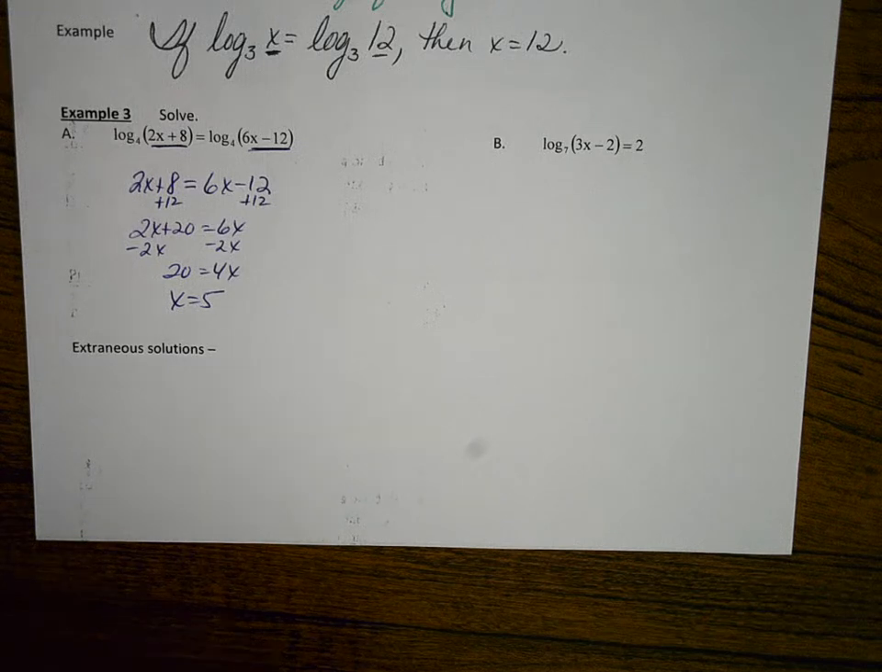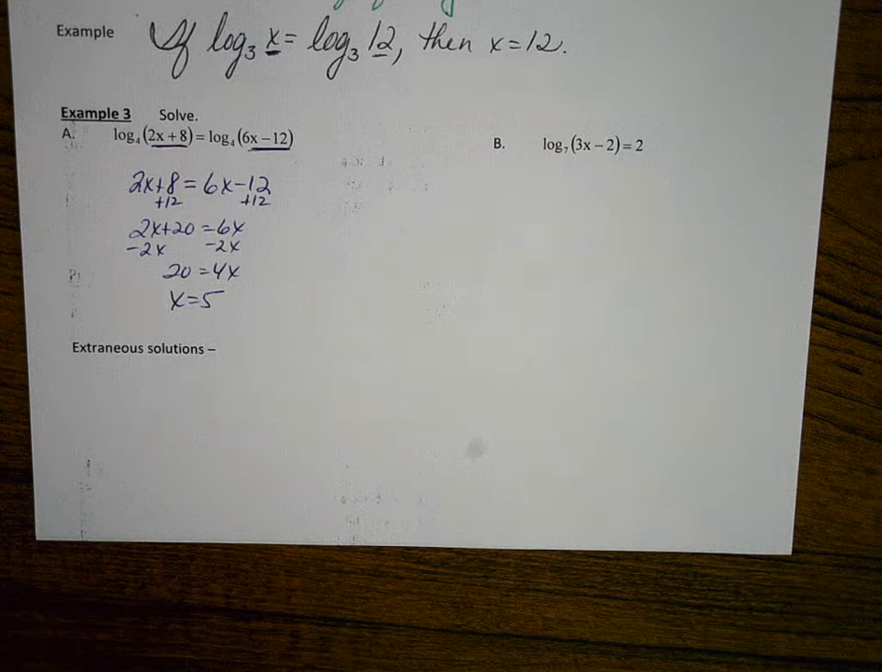All right, now, letter B is an unusual or a different type of situation. In this case, I only have a log where? On one side. I only have a log on one side. Now remember the definition of a logarithm. When I'm finding a logarithm, I'm finding what? The exponent. Got a question for you. In this case here, what is the exponent?